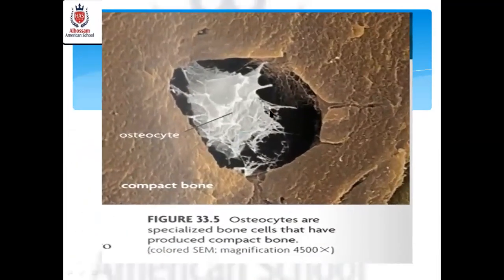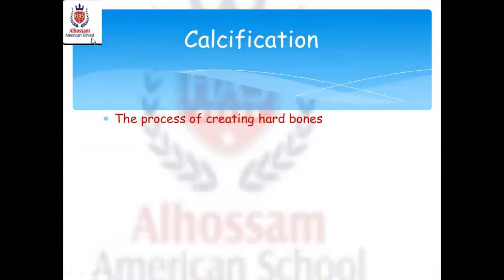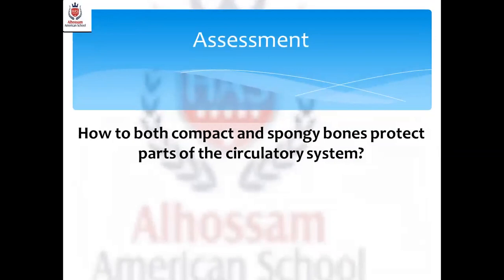Again, if we look closer, we find that inside the compact bone we have osteocytes. Actually, osteocytes give rise to new bone cells to form bones. The process of formation of bones is called calcification. It's the process of creating hard bones. So now you have understood the idea: how bones are formed and grow, and how we can see it when we look from inside. And by now you will be able to answer this question. How can we consider compact and spongy bone as a protecting shield for the circulatory system?